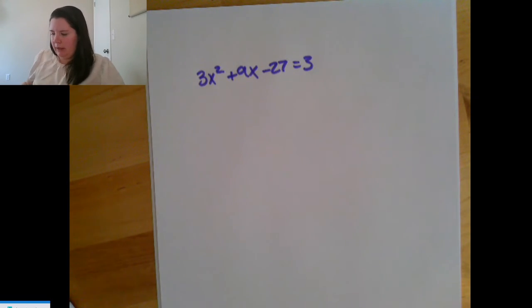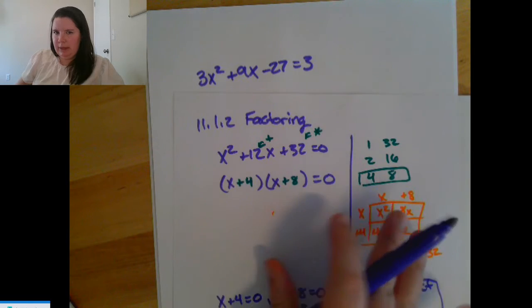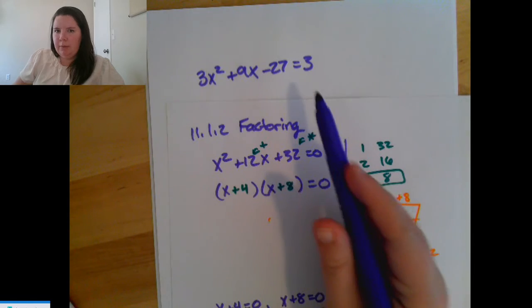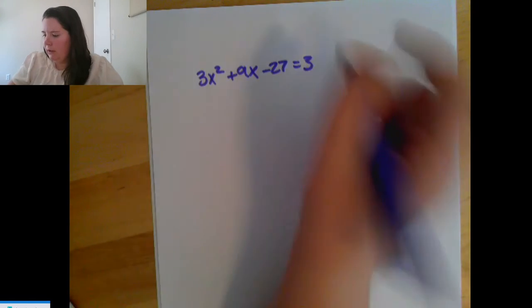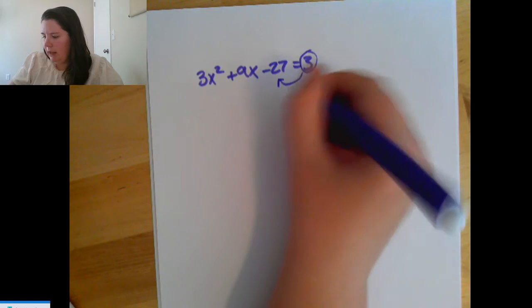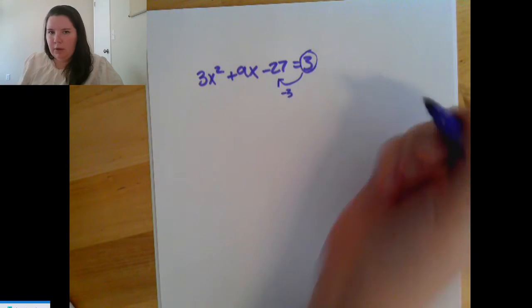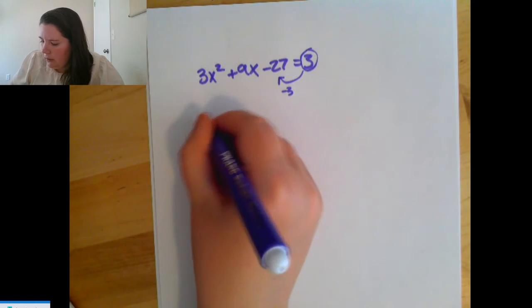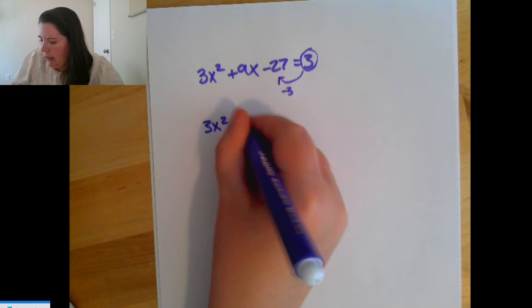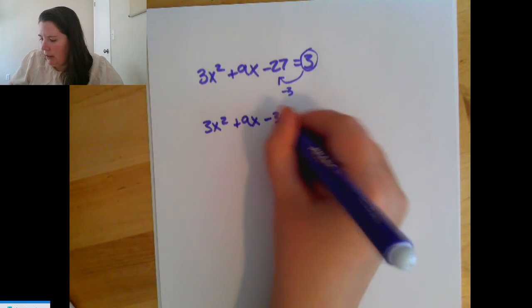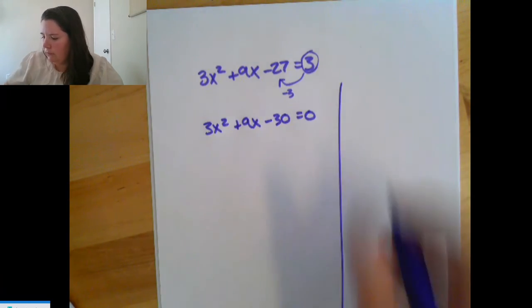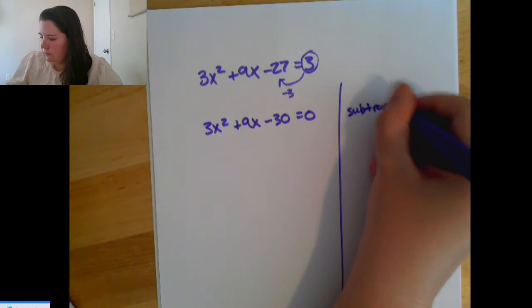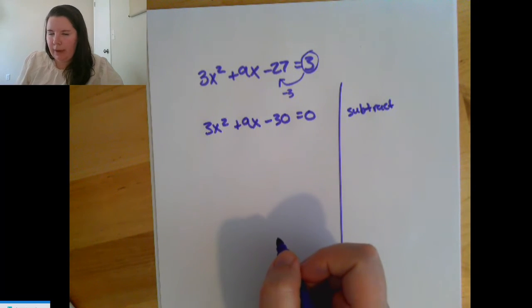Well, the first thing I noticed is that the last problem was nice and easy, and I was able to make everything 0 because it was equal to 0. So I'm going to take this 3 and move it over. This is a positive 3. So to move it over, I'm just going to subtract 3 from both sides. 3x squared plus 9x minus 30 equals 0 by subtraction.